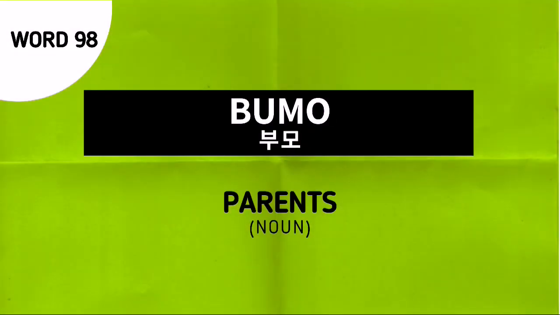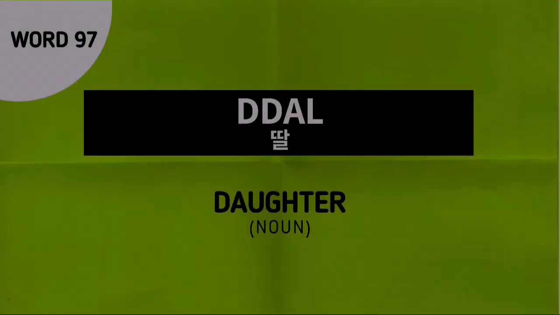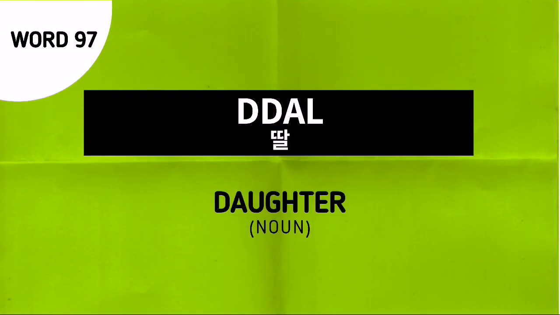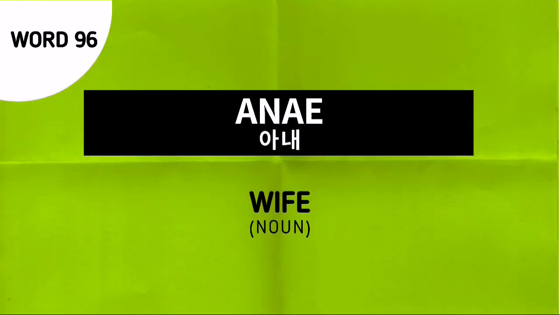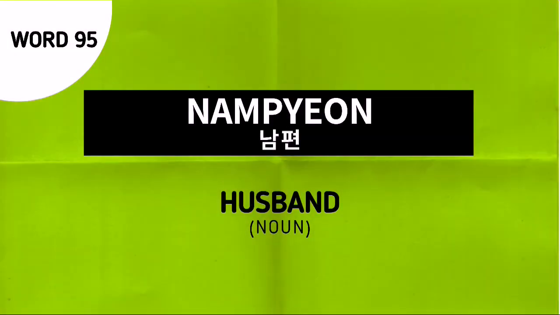Word number 98 is pumo, and this is the Korean noun for parents. Word number 97 is tal, and this is the Korean noun for daughter. Word number 96 is ane, and this is the Korean noun for wife. And the last for our review is word number 95, nampion, and this is the Korean noun for husband.